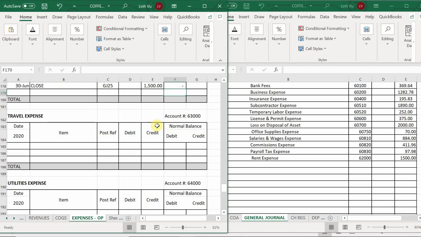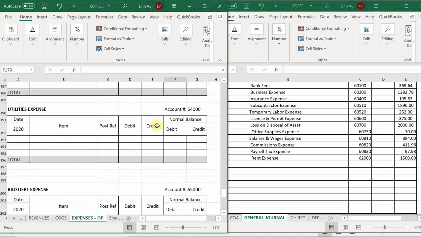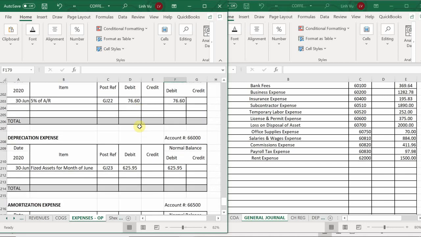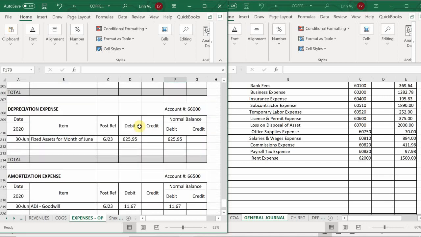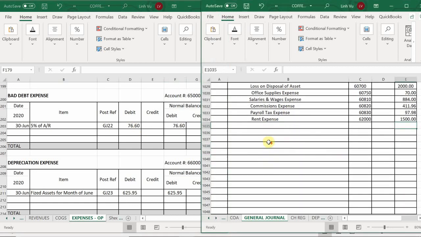No travel expenses yet. Okay, so the vehicle that we got so far, nothing has happened to it so far. Okay. Utilities, we just turned on our water, gas, and electrical, so we won't be receiving the bill until July. Okay. And then the last three accounts, so it's again your bad debt, depreciation, and your amortization. So let's go ahead and put those in there.